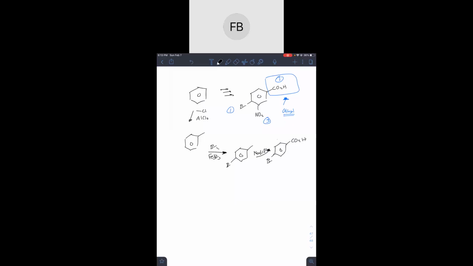So then our last step, I'm going to erase everything. Our last step is to just add our NO2, so that's just nitration. So you just go HNO3 and H2SO4. And so that'll add a nitration to that specific spot.